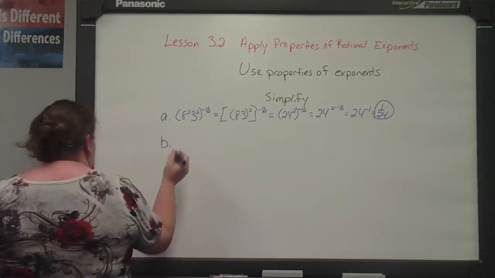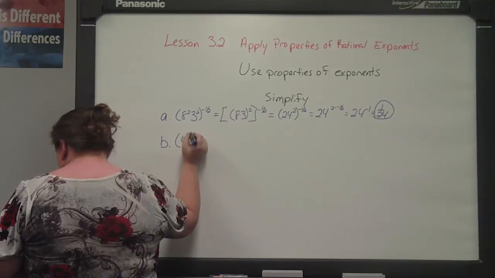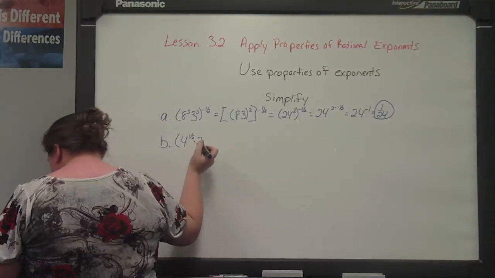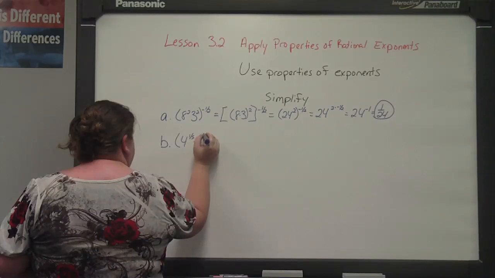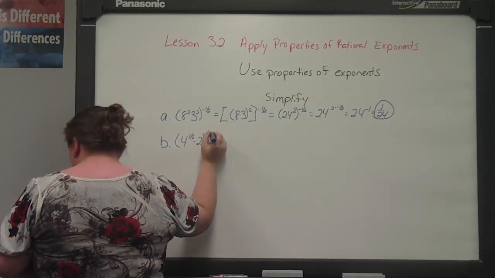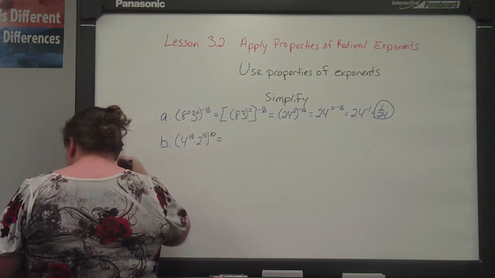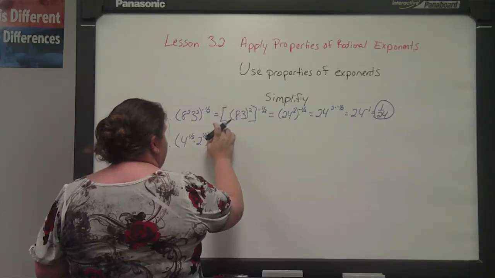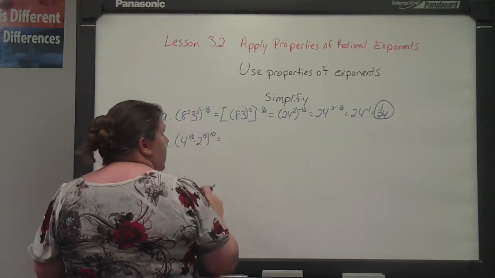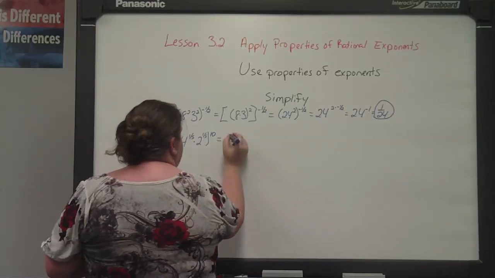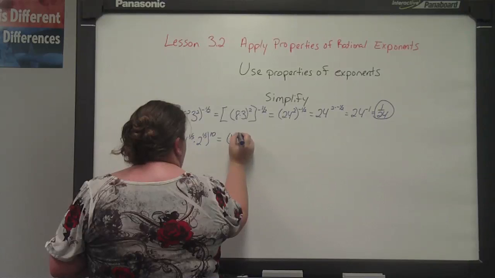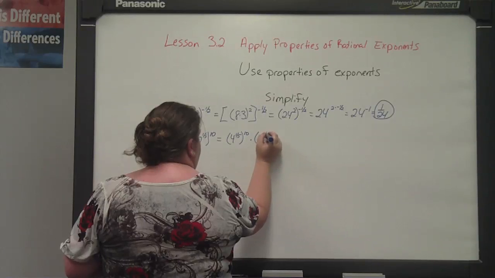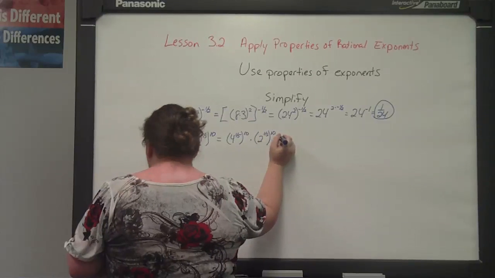The next one we want to look at is 4 to the 1/5 power times 2 to the 1/5 power, all to the 10th power. So what I can do is rewrite this, because this power has to go to both of these terms inside the parentheses. So I'm going to rewrite it as 4 to the 1/5 to the 10th power times 2 to the 1/5 to the 10th power.